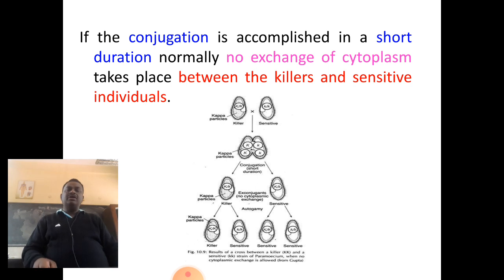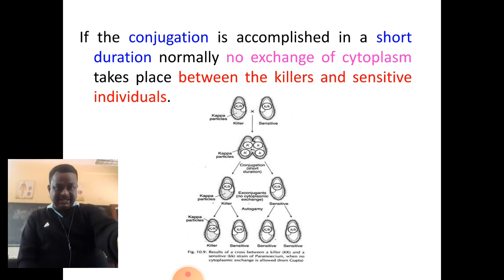Now, with that little introduction to the concept of conjugation, we shall understand what happens if it lasts for a shorter duration, which is less than 3 minutes. In Paramecium aurelia, conjugation takes place for less than 3 minutes. Otherwise, in a short duration, when the conjugation process is seen, there occurs only the nuclear material exchange, as we have discussed earlier, and absolutely no exchange of cytoplasm is seen.